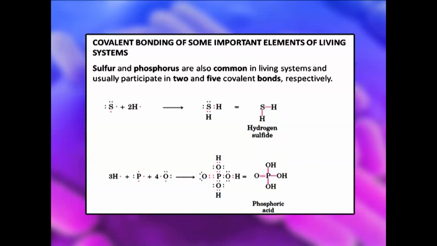Now, sulfur and phosphorus, they are the other two common elements found in the living systems. Sulfur usually participates in 2 covalent bonds. On the other hand, phosphorus usually participates in 5 covalent bonds.